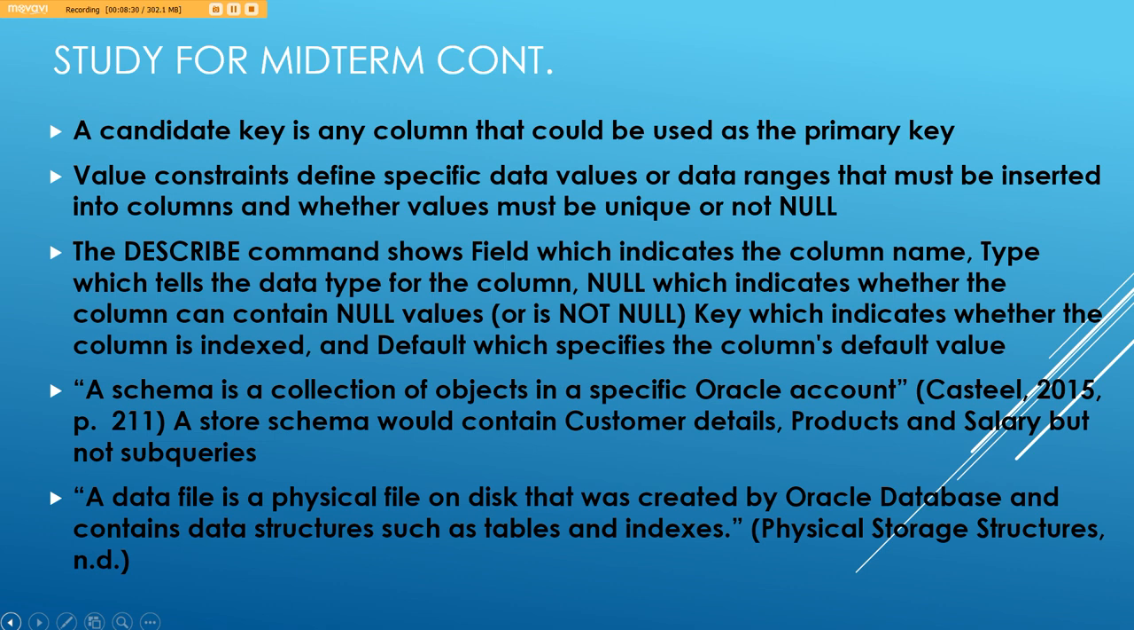The describe command shows the field, which indicates the column name; type, which tells the data type for the column; null, which indicates whether the column can contain null values or is not null; key, which indicates whether the column is indexed; and default, which specifies the column default value.